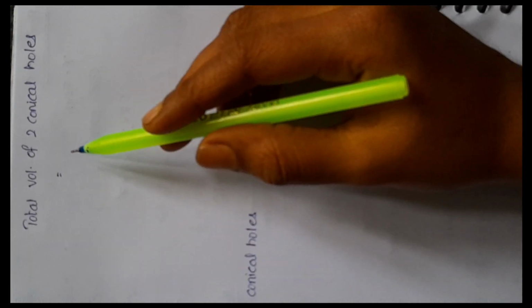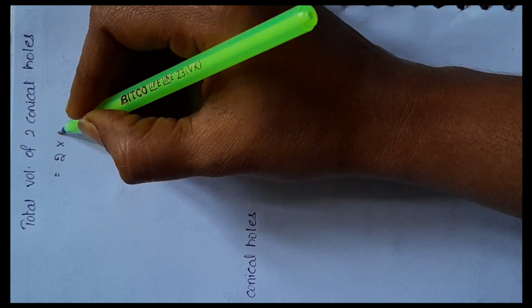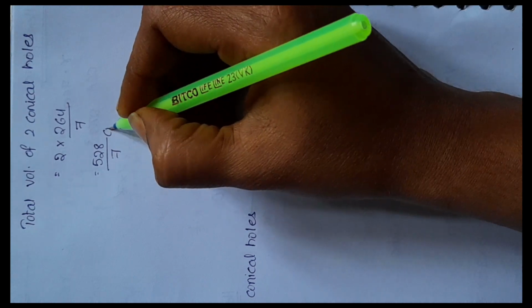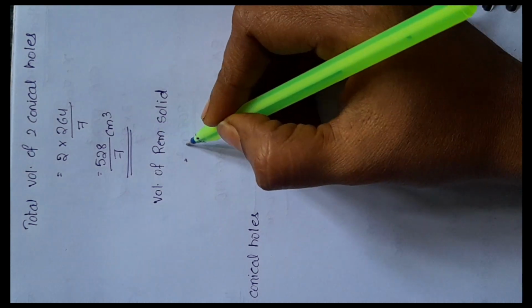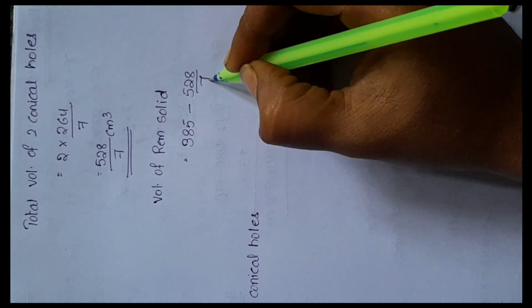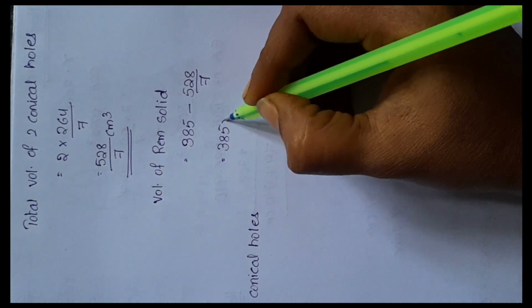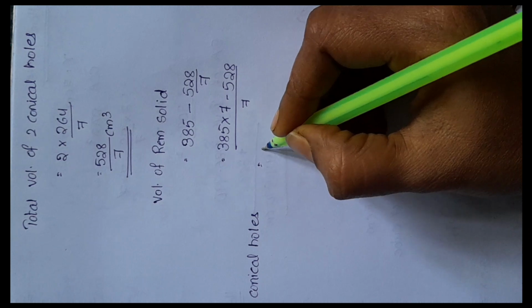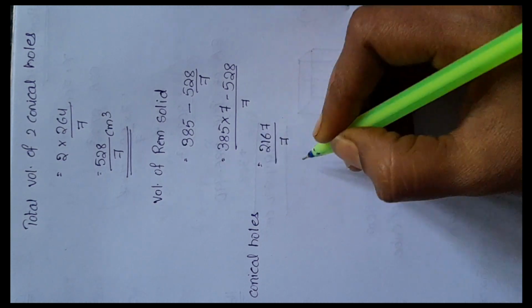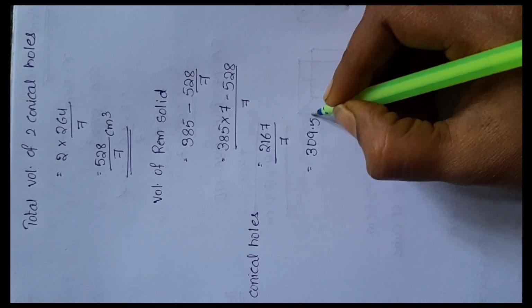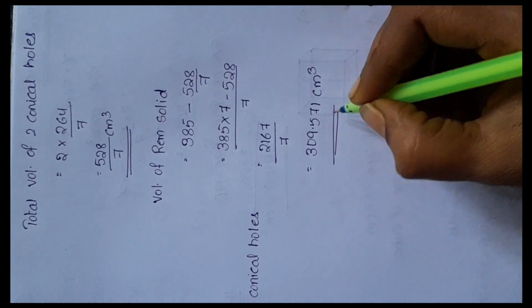As there are two conical holes, the total volume of the two conical holes becomes 2 into 264 by 7. On calculating, we get 528 by 7 centimeter cube, which is the volume of the two conical holes. Now the volume of the remaining solid is the volume of the cylinder, that is 385, minus the volume of the two conical holes, 528 by 7, which is equal to 385 into 7 minus 528 by 7, which is equal to, on calculating, 2167 by 7, which is equal to 309.571 centimeter cube, the volume of the remaining solid.